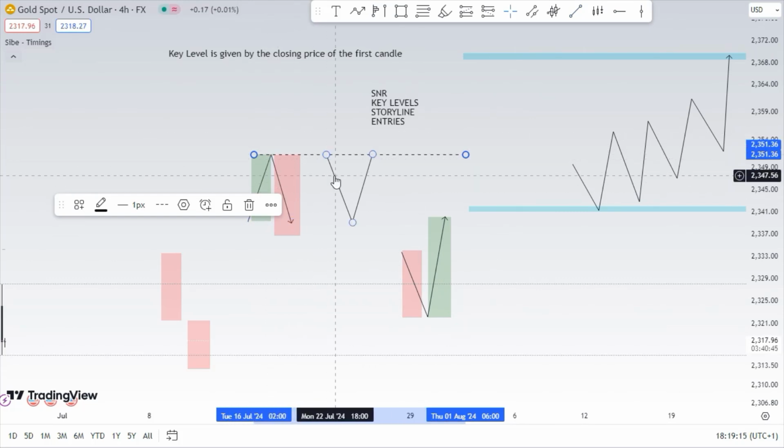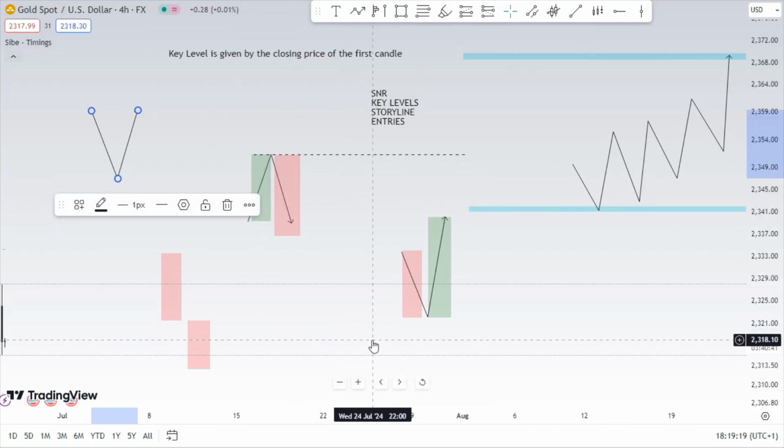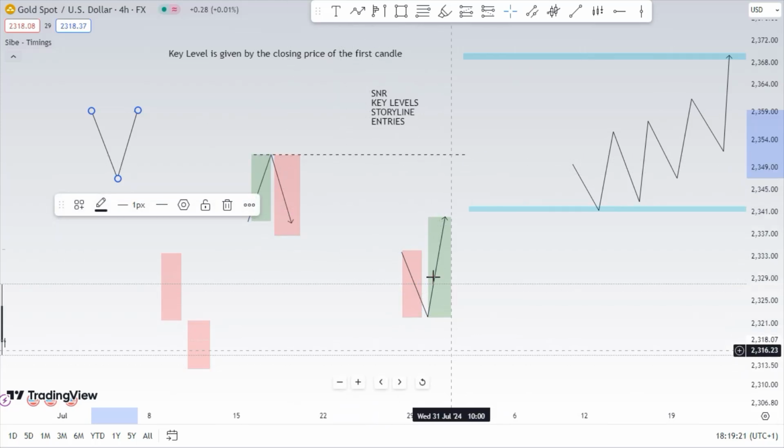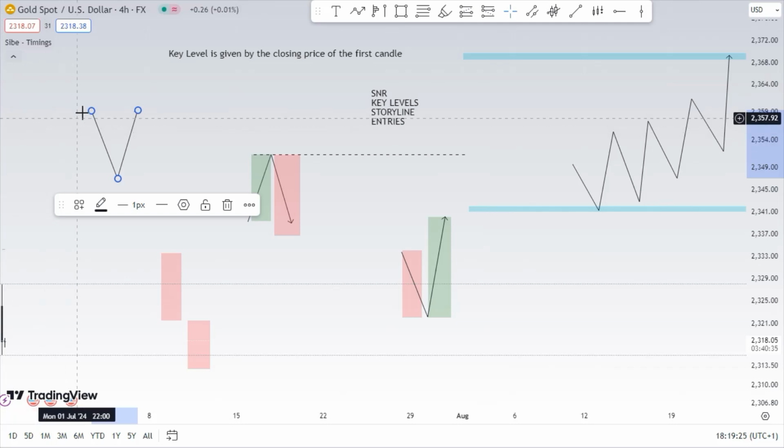So if we're anticipating sells from this particular level, we'll draw a level like this, and we expect that if price comes up to this level, price should start selling. If we're anticipating buys, if price comes down to this level, then price will start buying. So that is the first criterion to the SNR trading strategy. The first is going to be the key level.